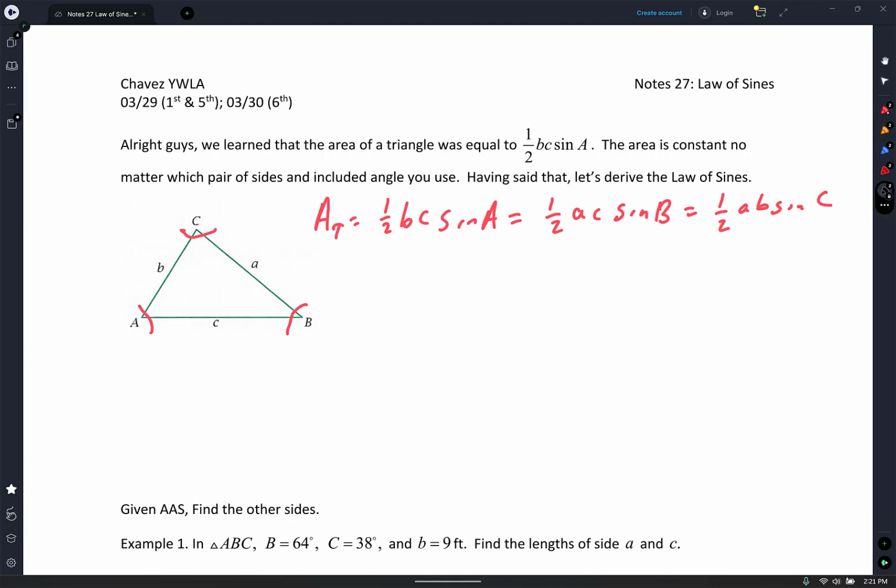Okay, so now look what we're gonna do. We can't let cosine have all the fun with the law of cosines. So we're gonna do something with sines, and we're gonna call it the law of sines. So check this out.